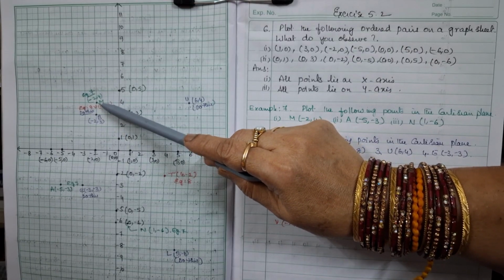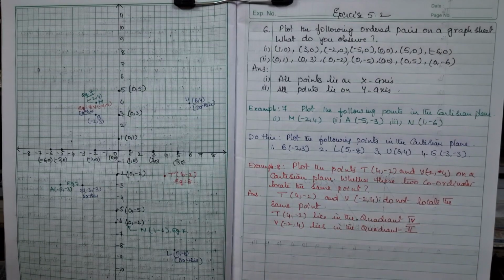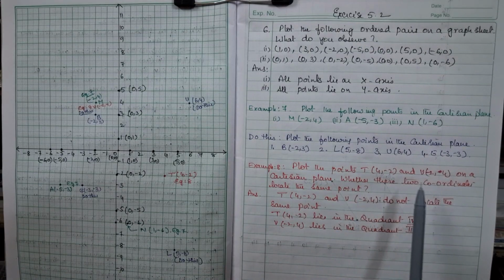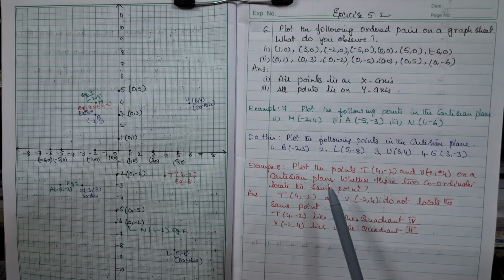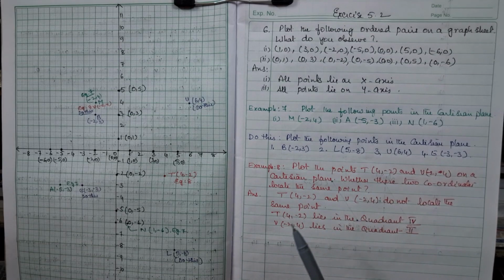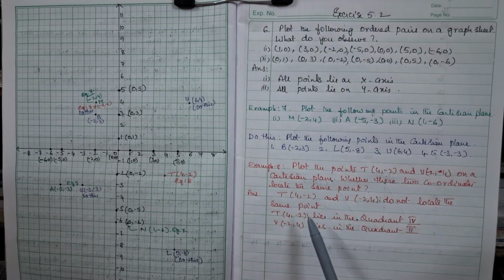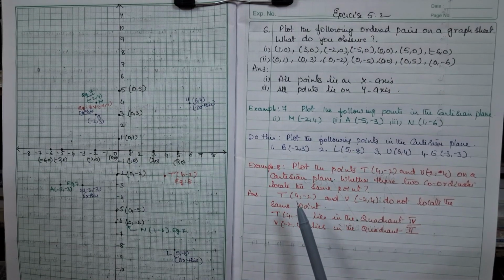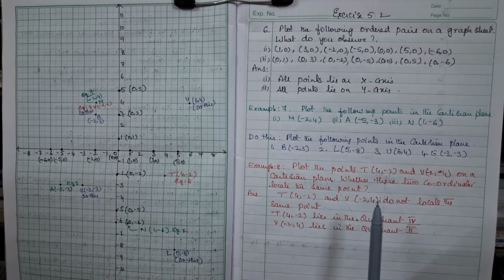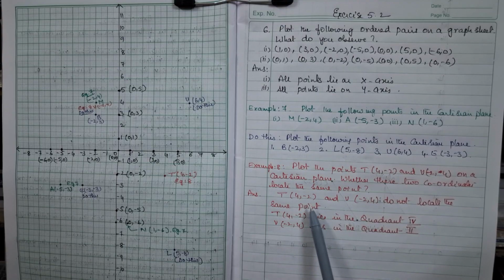So this is the point (-2, 4). Now the question is whether these two coordinates locate the same point. See, the main thing here is they just wanted to confuse you. So 4 is there here, here also 4 is there. -2 is there here, here also -2 is there.